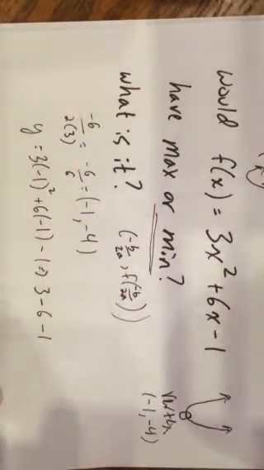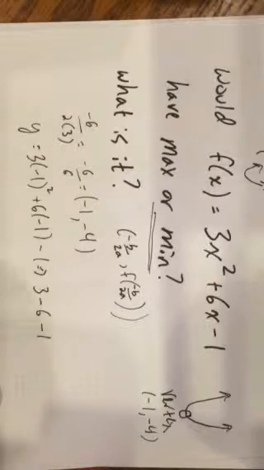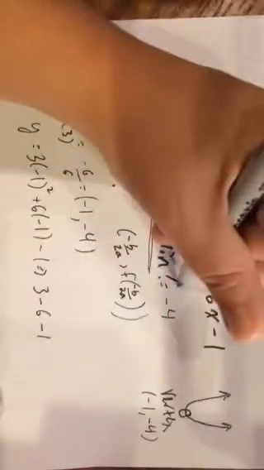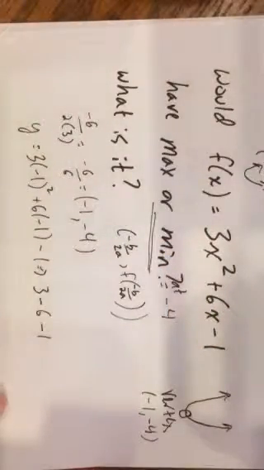My min is referring to the y value. It's saying how far down does it go? What is my minimum value? So my min would just be negative 4. Probably say min at negative 4. Okay.